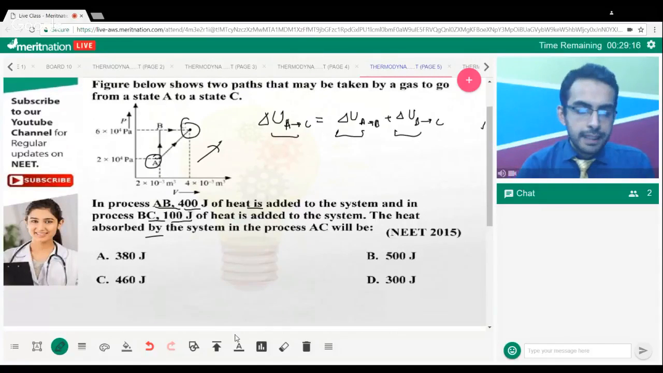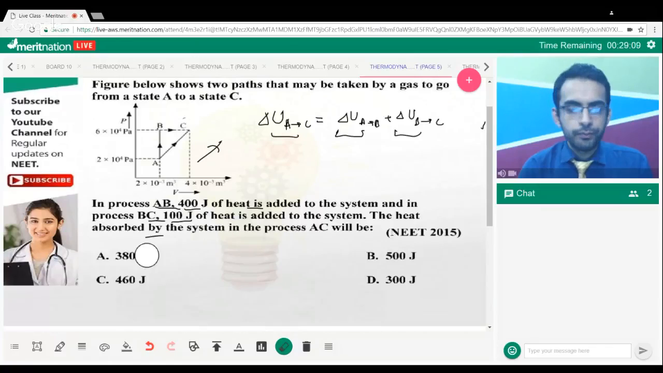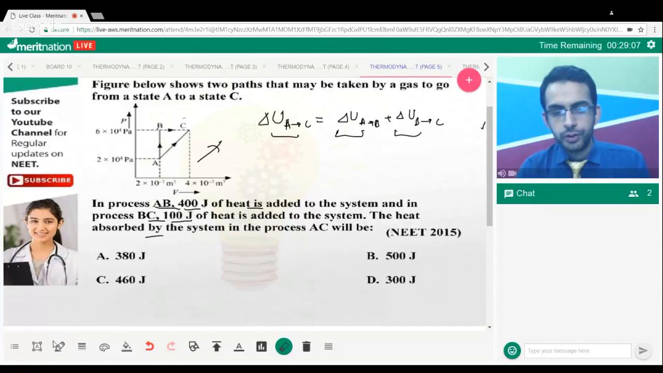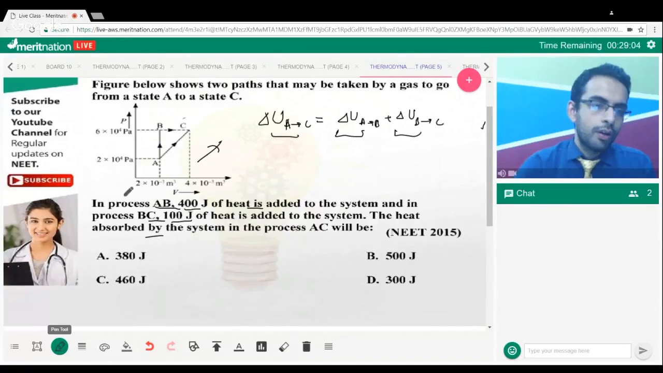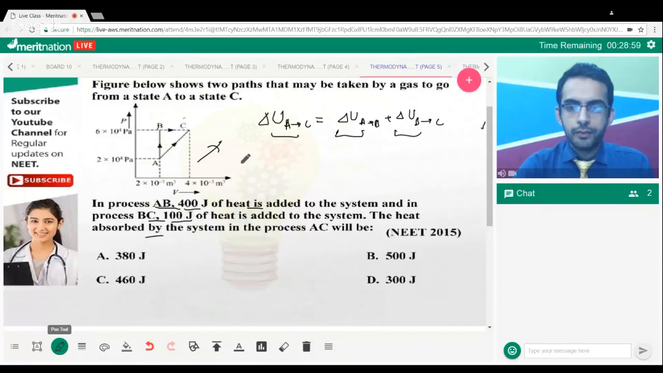Now, students, can you please see what type of process is AB? Tell me. From A to B, what type of process is that? What is constant? It's an isochoric process. A to B is an isochoric process.